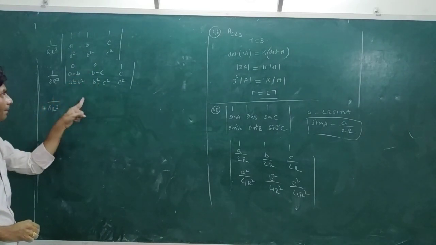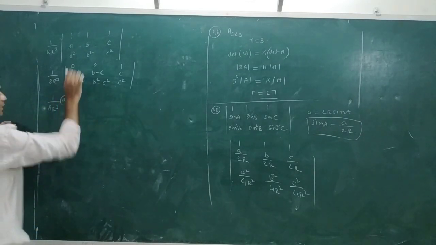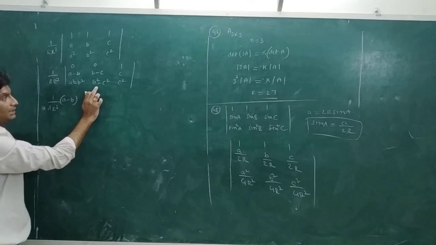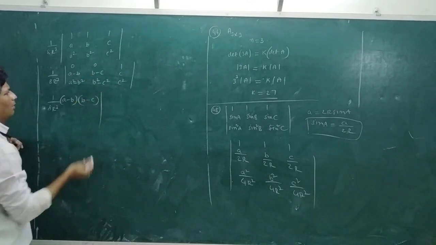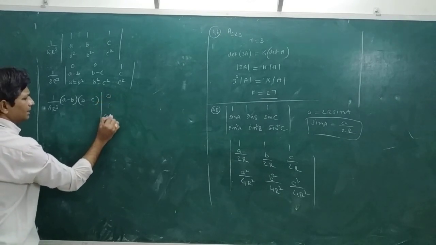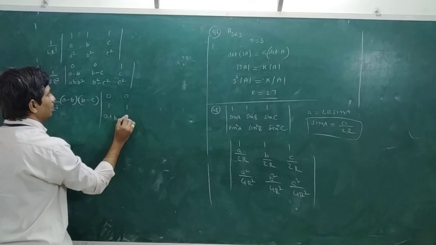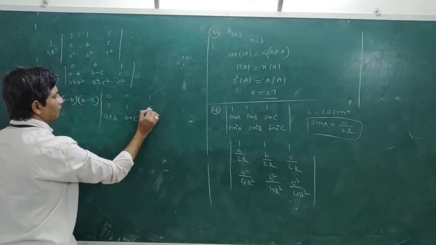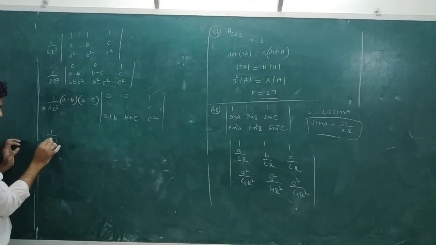So in the first column, A minus B is common. Take A minus B out from the first. This is B plus C into B minus C. Here also B minus C, from the second column I am taking B minus C. How much will we get from 0, 1. This is A plus B, because only A minus B will be outside. 0, 1, B plus C, 1, C, C square. Okay? So the answer is 1 by 8r cube into.